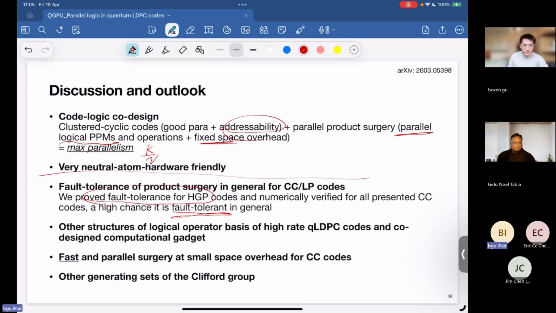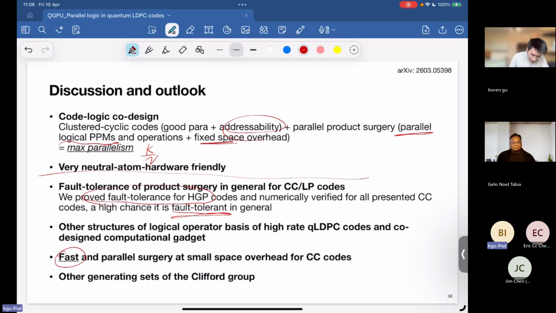And other structures of logical operator basis, of the high-rate LDPC codes, and co-design computational gadgets are really welcome. There must be some. I feel like this kind of co-design idea is the right way to do it, and we just need to find better tricks which can really be used for scale later on, for better scalable and more efficient computation.